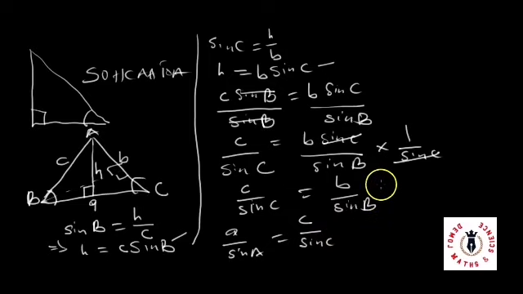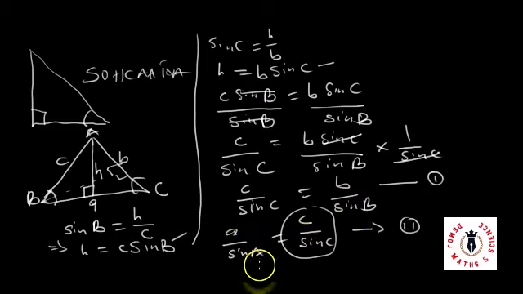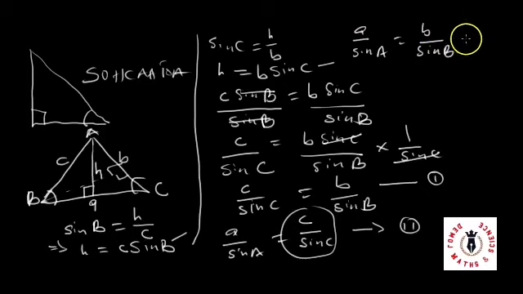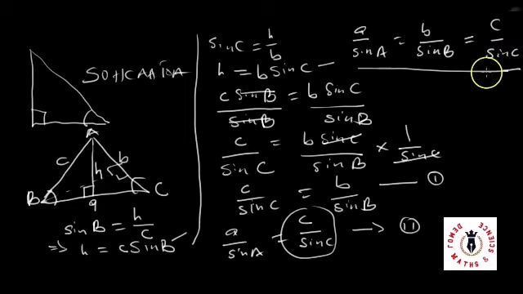Now, let's call this our equation 1 and let's call this equation 2. So if C over sine C is equal to B over sine B, and the same C over sine C is still equal to A over sine A, we can obviously conclude that A over sine A is equal to B over sine B and is equal to C over sine C. With this understanding, we can now apply this in our question for today.